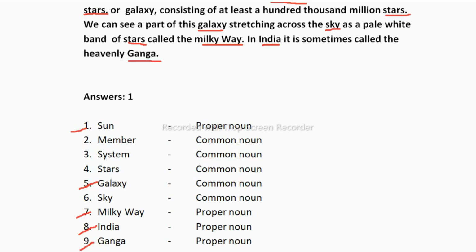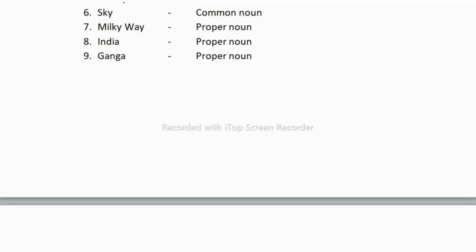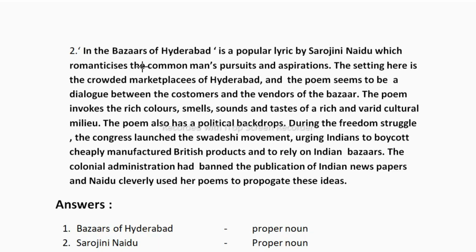Now let us see the second passage. The second passage is: In the Bazars of Hyderabad is a popular lyric by Sarojini Naidu which romanticizes the common man's pursuits and aspirations. So in this passage the nouns are Bazars of Hyderabad. Here bazars is a noun and Hyderabad is also a noun, or you can take this whole title as a noun. And the next one is lyric, Sarojini Naidu. The next ones are aspiration and pursuits.